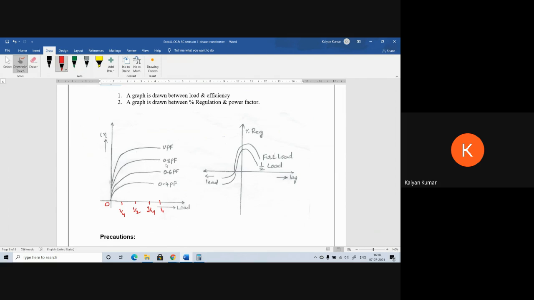After that, corresponding to 0.8 power factor, we will get another graph. Corresponding to 0.6, we will get one graph. 0.4, we will get one graph.